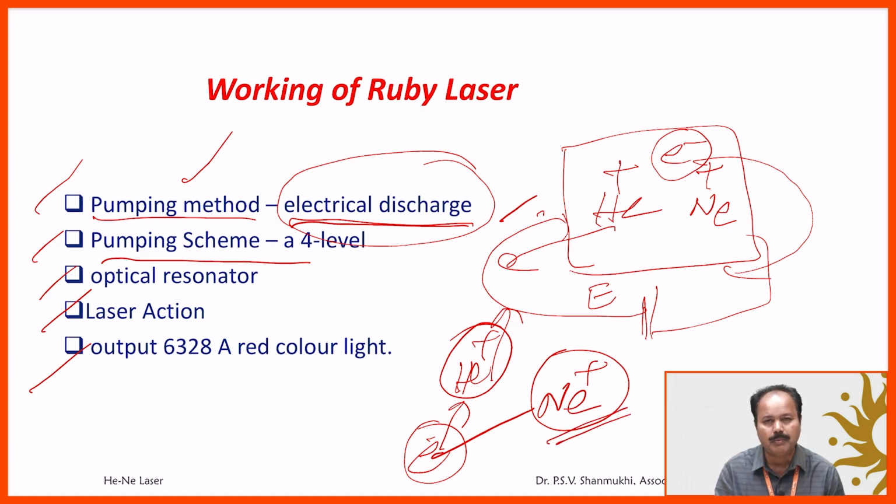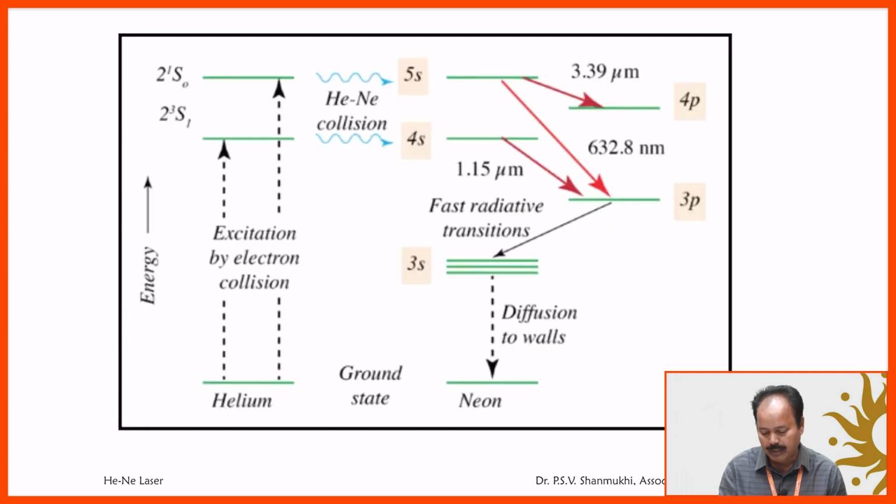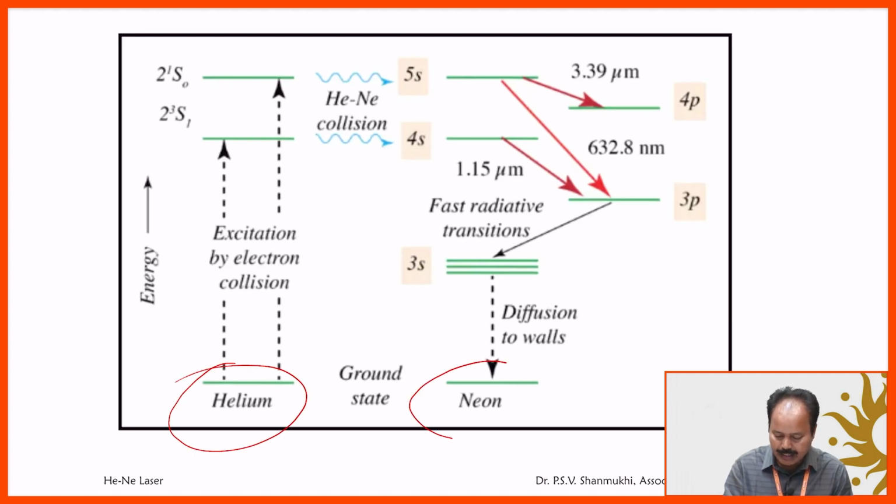Neon ions are very massive bodies. That's why they cannot be promoted to the higher energy states. So later what happens? These excited state helium ions will collide with neon, so that neon ions will go to the excited states, and helium ions will come down. So the same thing I will explain here. Basically, helium ions and neon ions are there at the ground state.